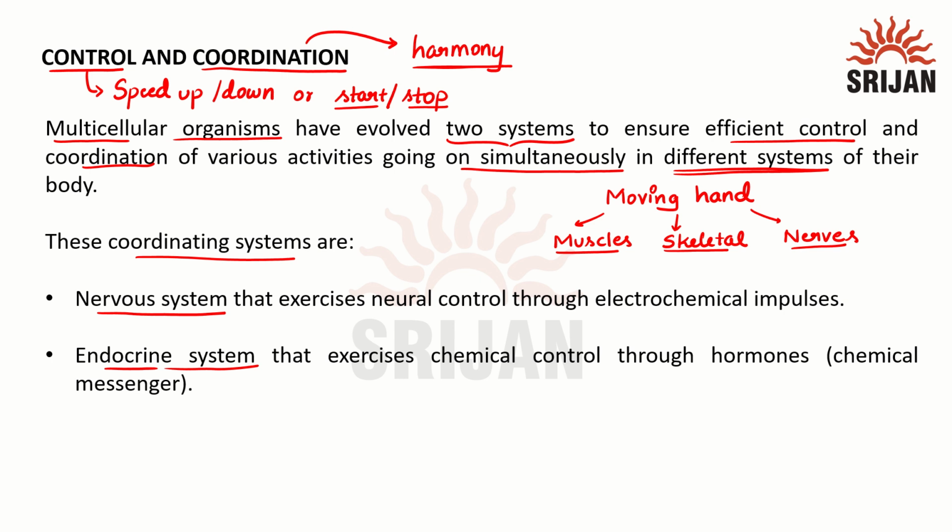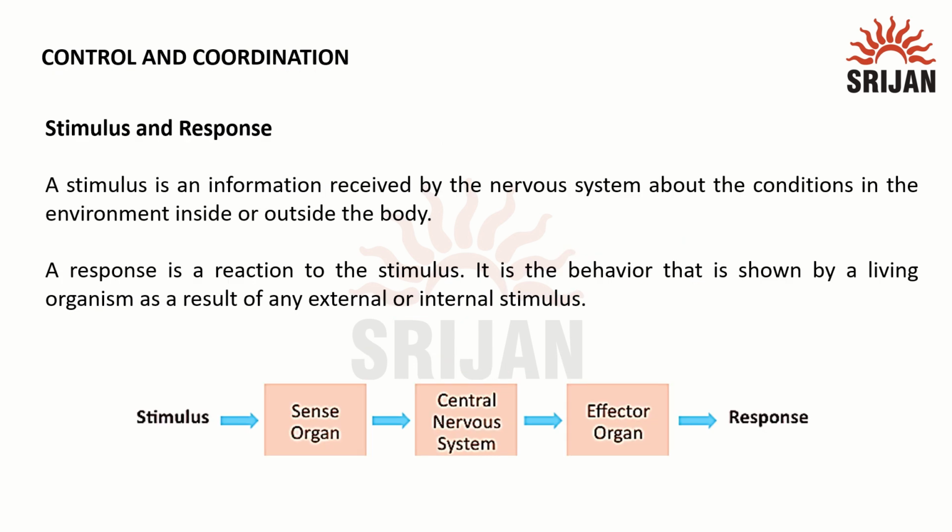The nervous system exercises neural control through electrochemical impulses, and the endocrine system exercises chemical control through chemical molecules known as hormones, also known as chemical messengers. Now, if we see how the nervous system works, it works as a response to a stimulus. So what is a stimulus and what is a response?